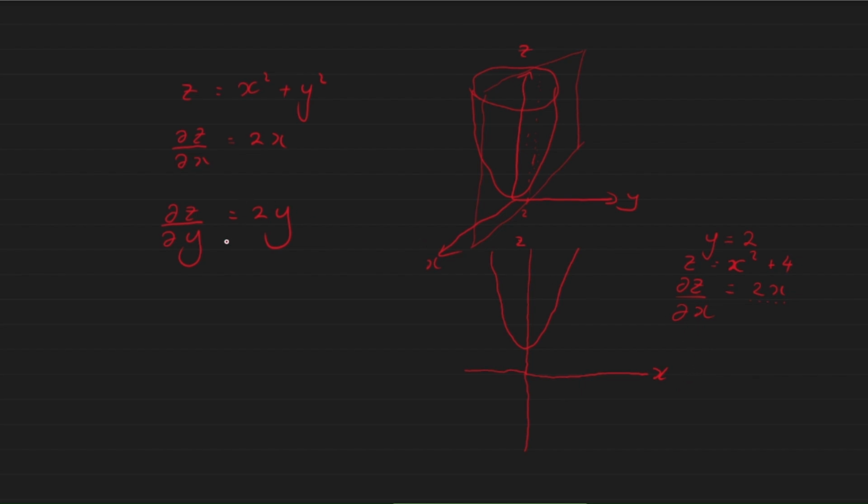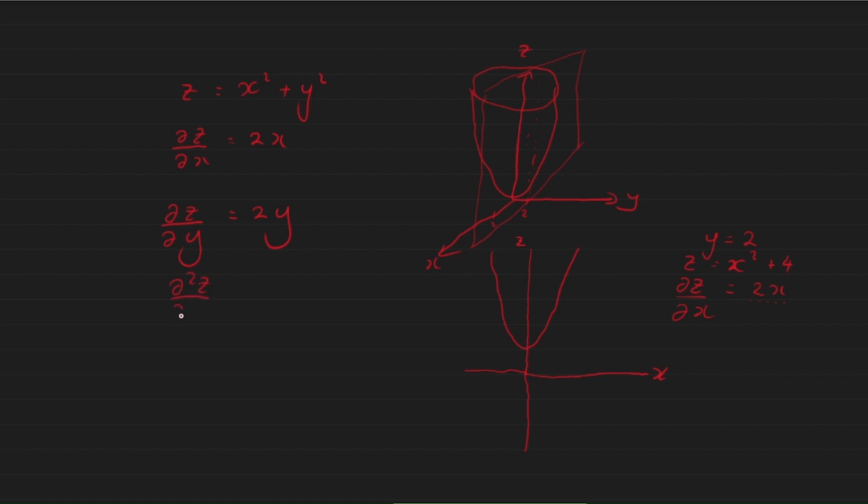So if we take ∂z/∂y, what we're doing is we're making x constant. So we're choosing a value of x. Again, we can choose the value 2, and then we take a snapshot of it. And for each snapshot, this is how z changes with y, or in the instance of x, this is how z changes with x.